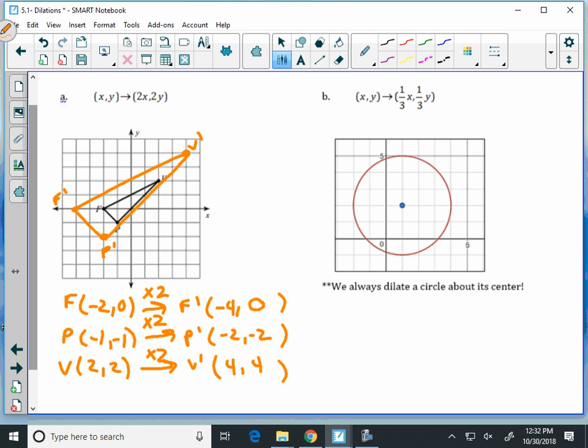For B, now we're doing a dilation. What's our scale factor for B? What's our scale factor? What's the number in front of x? 1/3. Okay? Circles are a little bit different when we dilate a circle. Any other figure, you do exactly what we did here in A. Circles, we always dilate about its center. Every other figure we dilate, we're always dilating about the origin. Meaning the origin stays exactly where it's at, and we're dilating around it. Okay? With circles, we dilate about its center.